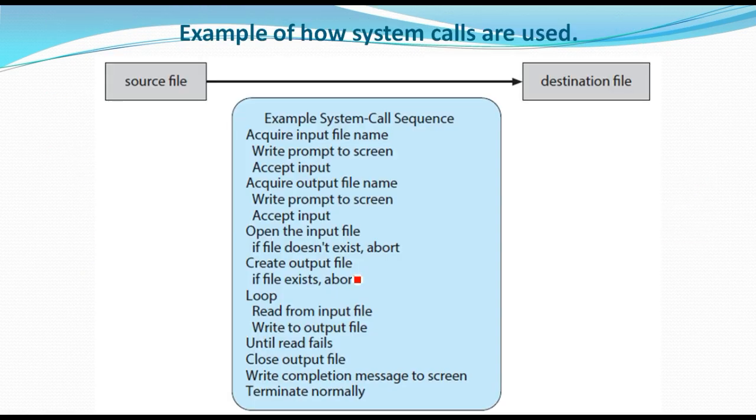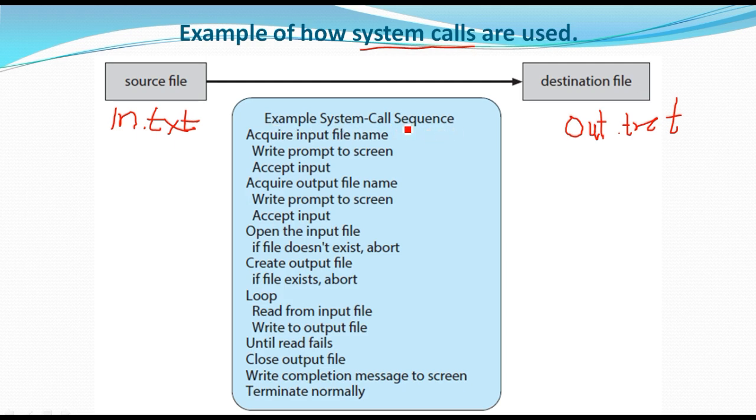Here is the example of how the system calls are used. We have the source file, as per the example in.txt, and the destination file is out.txt. Now the operating system is performing a sequence of system calls. So how are the system calls used? Let us take the example of a system call sequence.